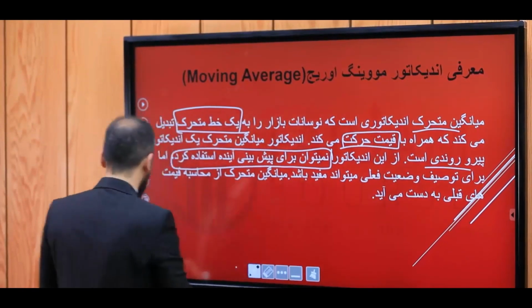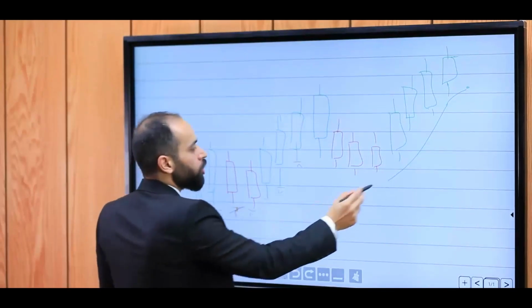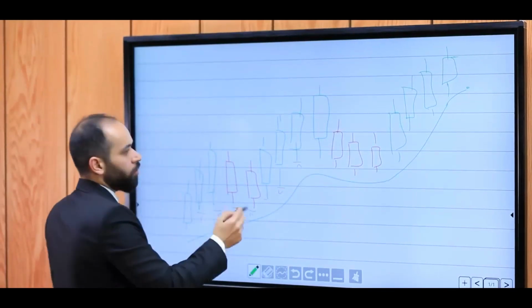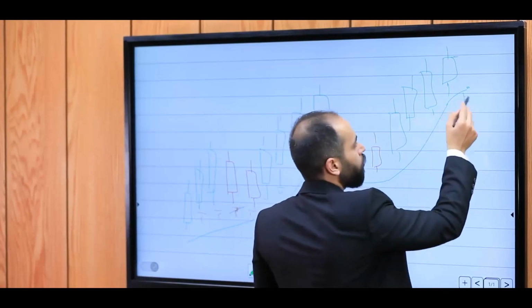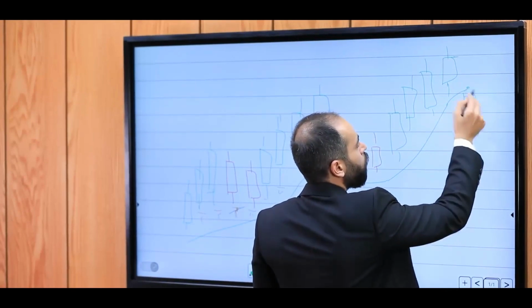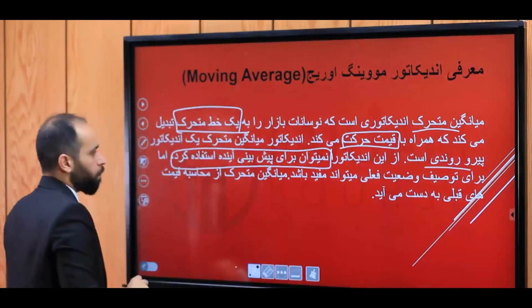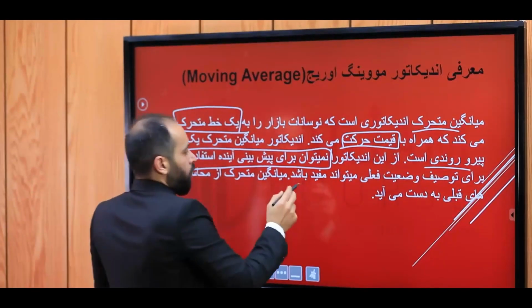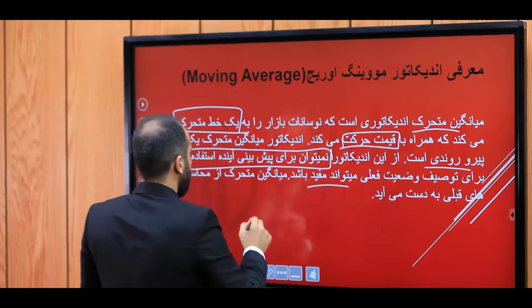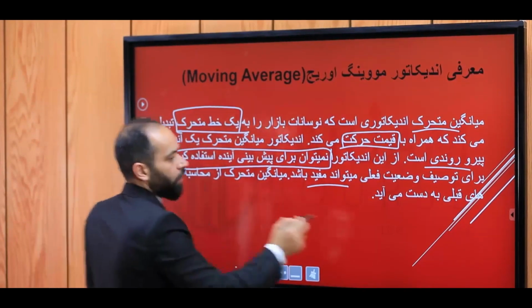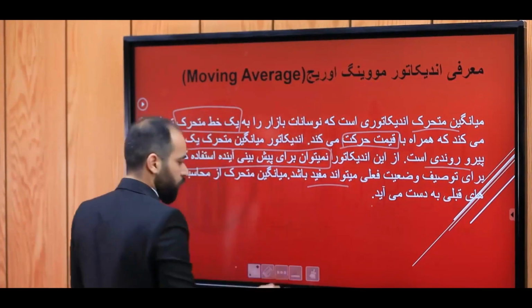Okay, the moving average itself acts as a kind of support. When prices are above it for several periods, it acts as support, and when the candlesticks fall below it, it can be considered a resistance. All right? Its usefulness is in the present moment. The moving average is calculated from previous prices, which we've discussed in detail.